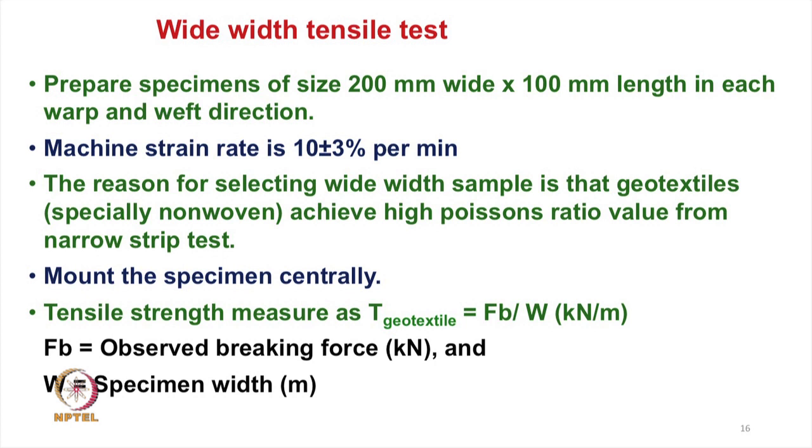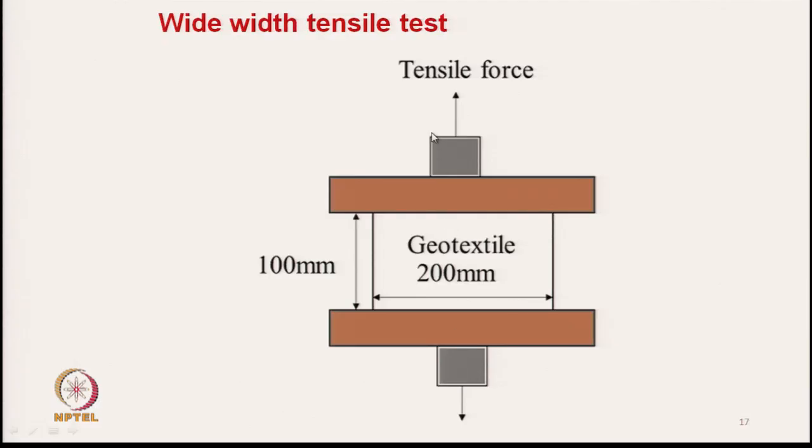Here we do not measure in terms of Newton per tex or like that, as we test normally for narrow width test, but in wide width tensile test we express in terms of kilonewton per meter. This is the schematic diagram where width of the geotextile is 200 millimeter and length of the specimen is 100 millimeter. Actual specimen length will be more than this, but the initial gauge length is 100 millimeter.